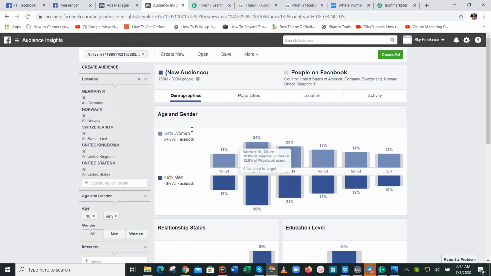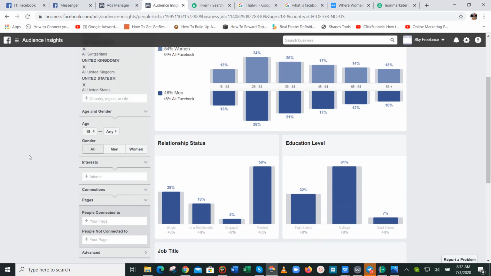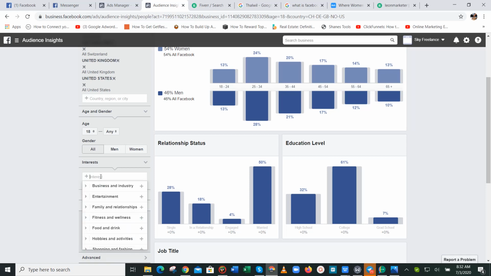Now you see demographics. Before we choose the interests, let me show you something. The age of the people you want to target: maybe you want to target people between the age of 18 and one particular age. This is where you choose it. Gender: maybe you want to promote only to men or only to women. This is where you choose it. You have already chosen all. Now let's go to interests.